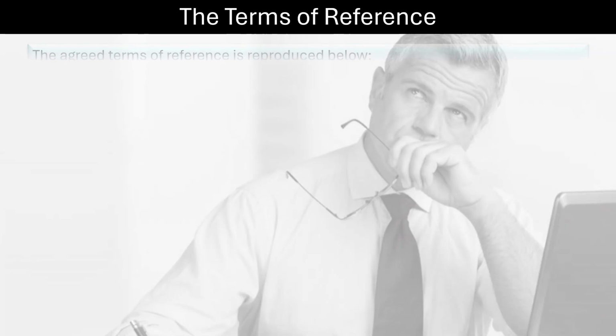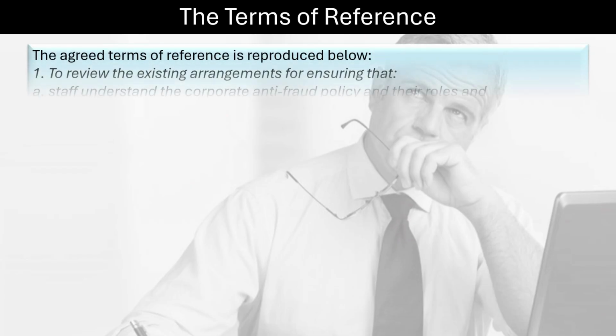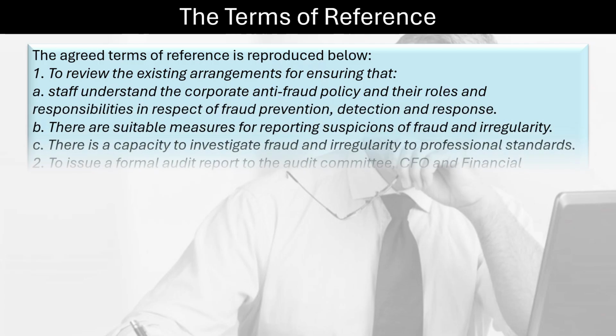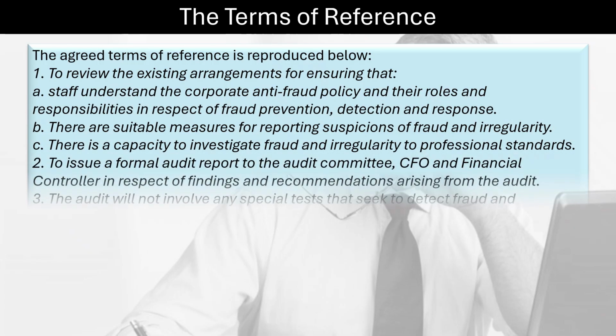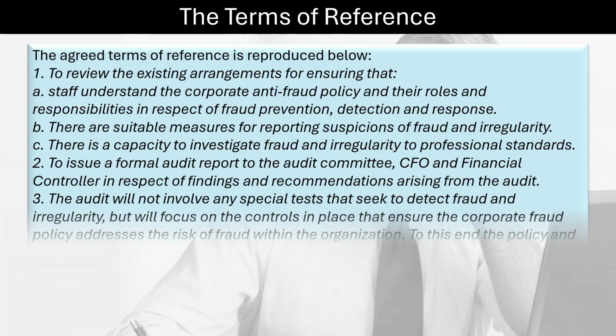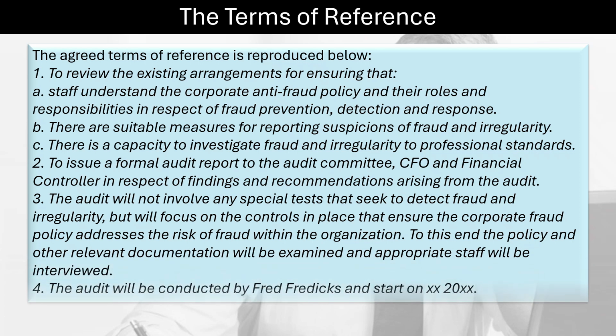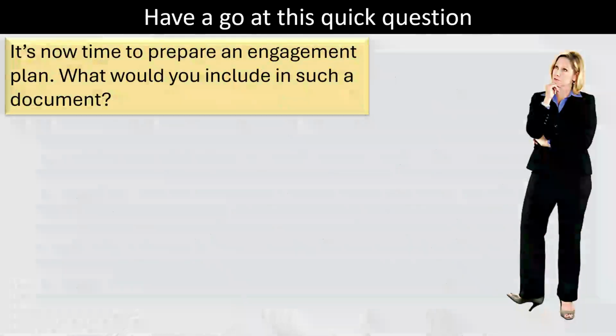As a result, the lead auditor prepared a preliminary survey audit report. This report was reviewed by the audit manager and signed off by the CAE, and contained work to be carried out, the draft terms of reference, and a recommendation to start the audit as soon as practicable. Because it was such a high-profile topic, it will be presented to the audit committee for comment. It's now time to prepare an engagement plan. What would you include in such a document?